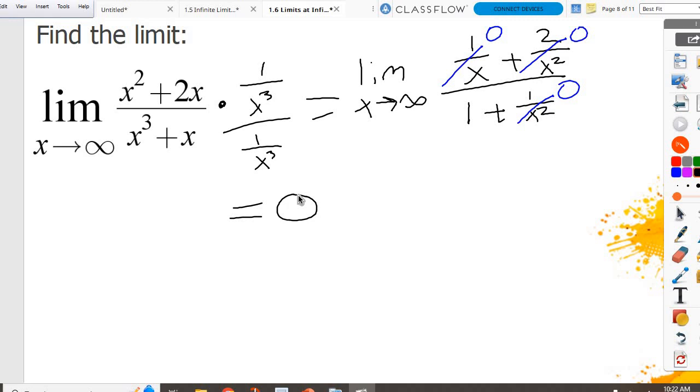Questions on that? Yes? Where? Here? Because x squared times 1 over x cubed would be x squared divided by x cubed. So 2 of my x's would reduce and we're just left with 1. Other questions?